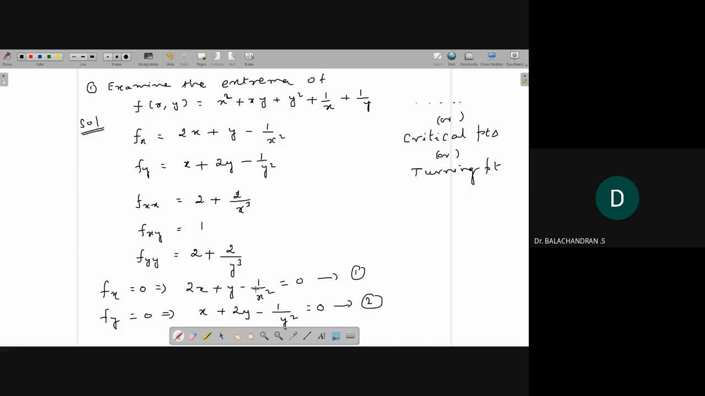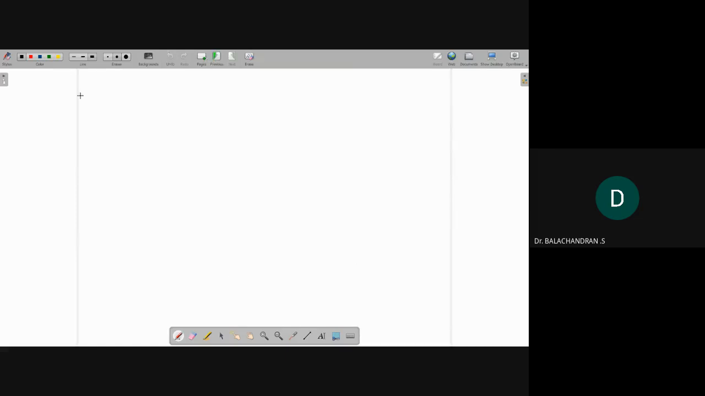So now I am going to subtract 1 minus 2. If I subtract 1 minus 2, you will get what? x minus y plus 1 by y square minus 1 by x square equal to 0. Equation 1 minus equation 2 implies, please check it, x minus y plus 1 by y square minus 1 by x square equal to 0.